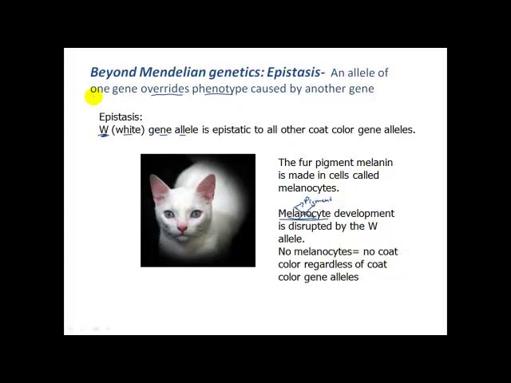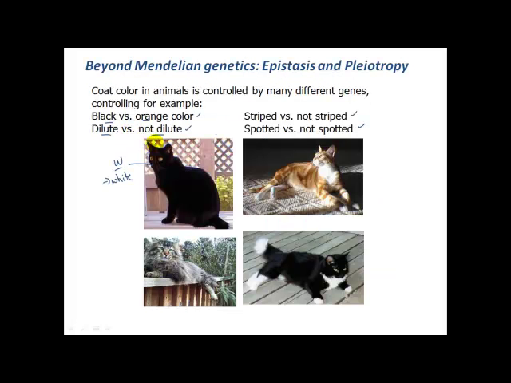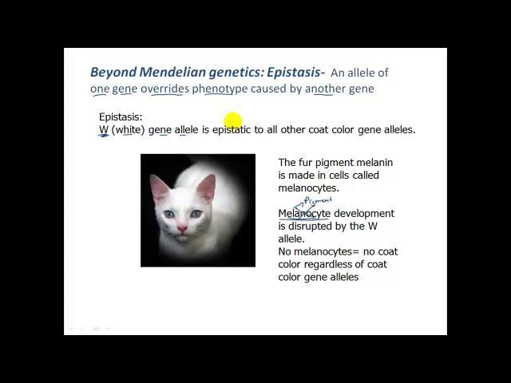An allele of one gene overrides the phenotype caused by a different gene. And that's very important to recognize. We're talking about two different genes, right? The white gene overriding expression of the black versus orange gene, for example. This is not simple dominance and recessive interaction. This is one gene blocking the expression of a completely different gene because it's operating upstream in the pathway.